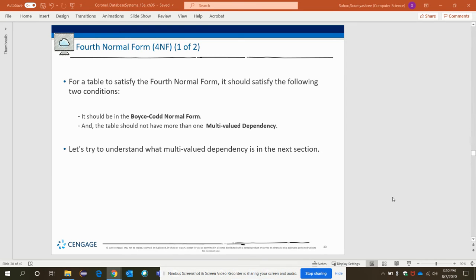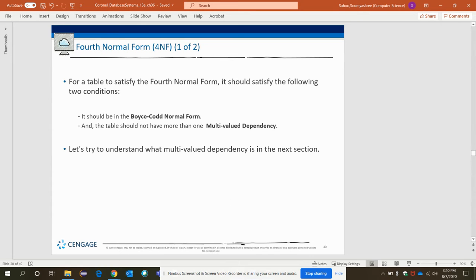We covered our Boyce-Codd normal form. Let's start with the fourth normal form now. Let's explore the rules and regulations for this normal form, which says it should be in the Boyce-Codd normal form and there should not be any multi-value dependency.